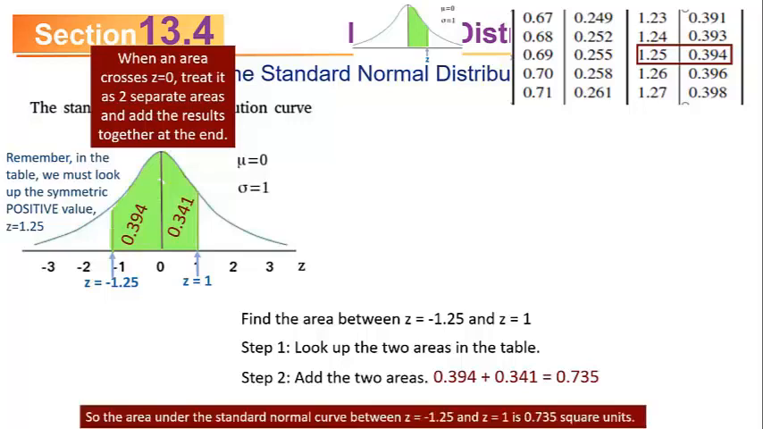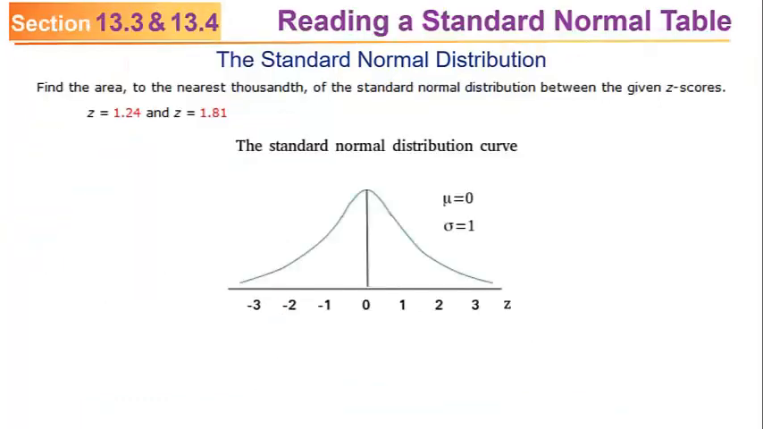So the area under the standard normal curve between z equal minus 1.25 and z equal 1 is 0.735 square units. You see how this works? It's almost like playing a game. You've got to figure out how to handle those areas in different situations.